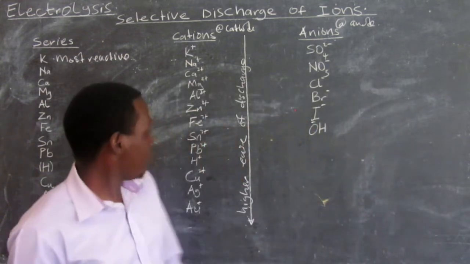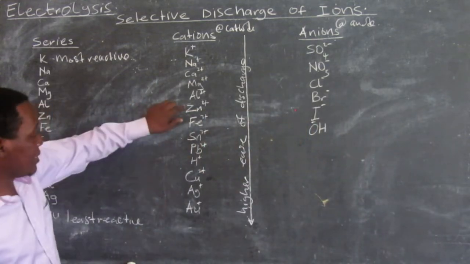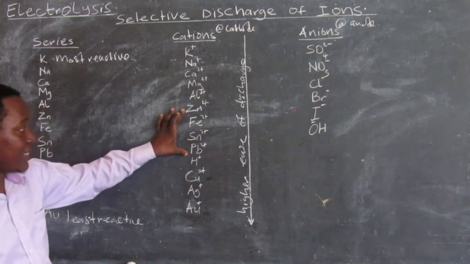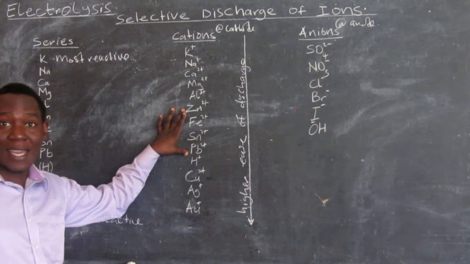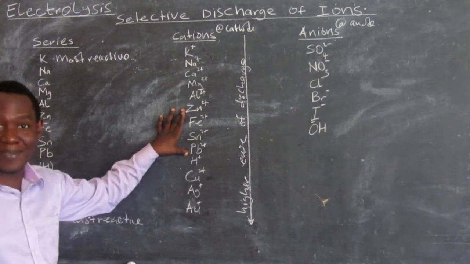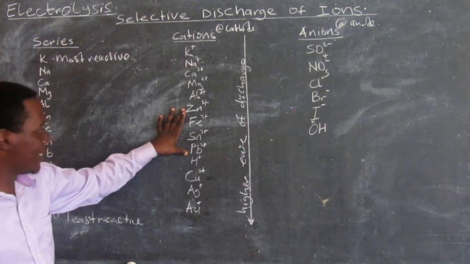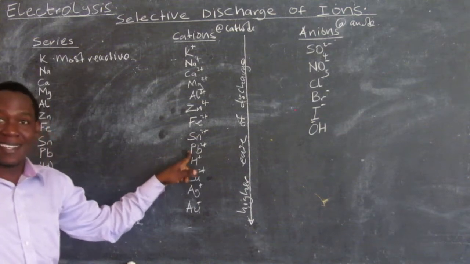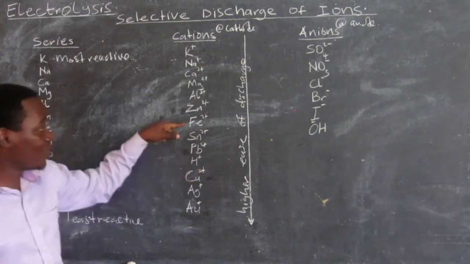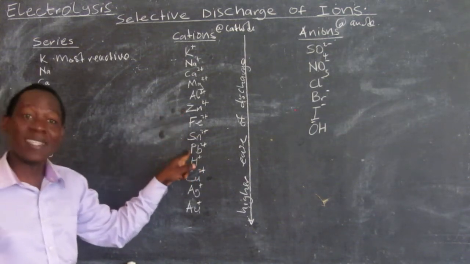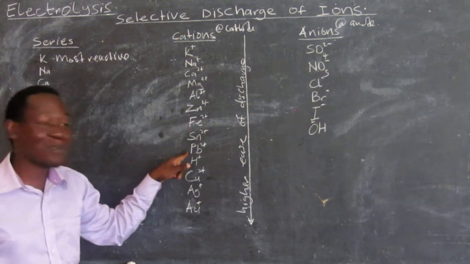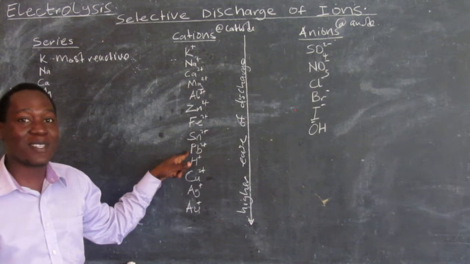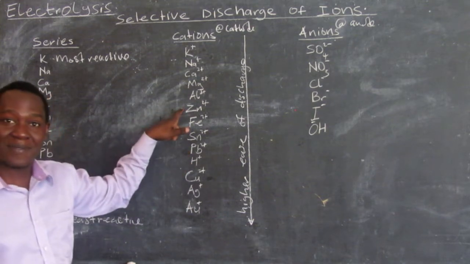Take an example. If I have a solution which contains zinc and lead, both of them go to the cathode to be discharged. Which ion is going to be selected? Your guess is very right. You shall take lead. Lead is going to be discharged in preference to zinc, the reason being that lead is in a lower position than zinc. Therefore, lead has more ease of discharge than zinc.